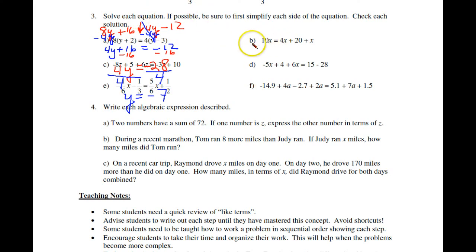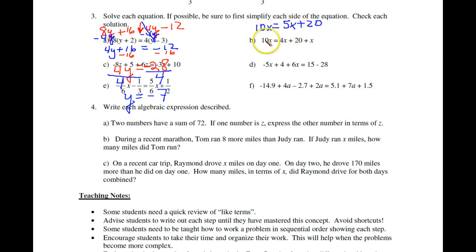Now for letter B, what we do here is we want to collect like terms. So I'll put it up here too because we don't have a lot of room. 10x equals, now I have a 1x and a 4x. This will be 5x plus 20.